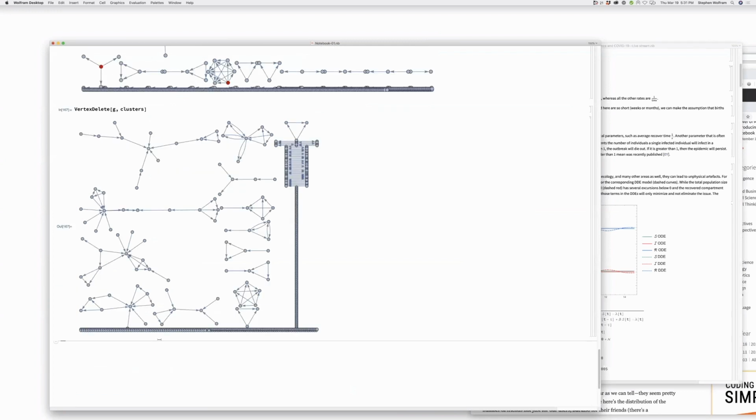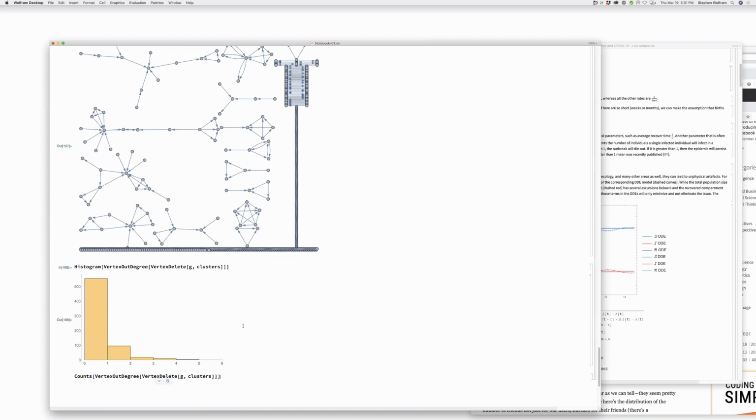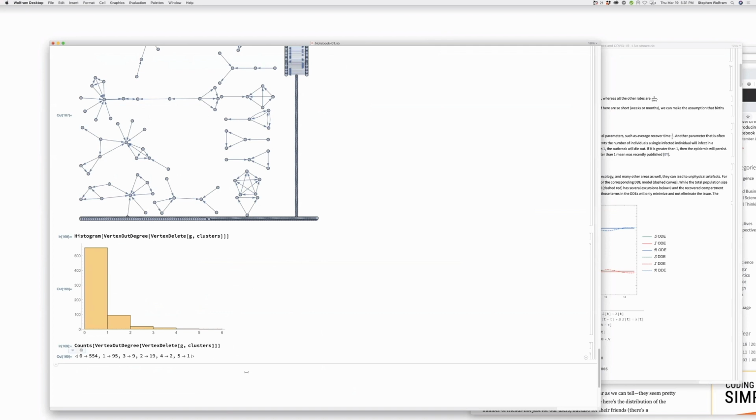You're saying, check out degree of that vertex delete, and then you say make a histogram of those. Yeah, so this is basically saying how many people is it known, how many people does each person directly infect? Well, that's interesting. I mean, that looks like some kind of exponential thing. Let's just ask for the actual counts here. I want to say key sort. But what the heck does this mean?